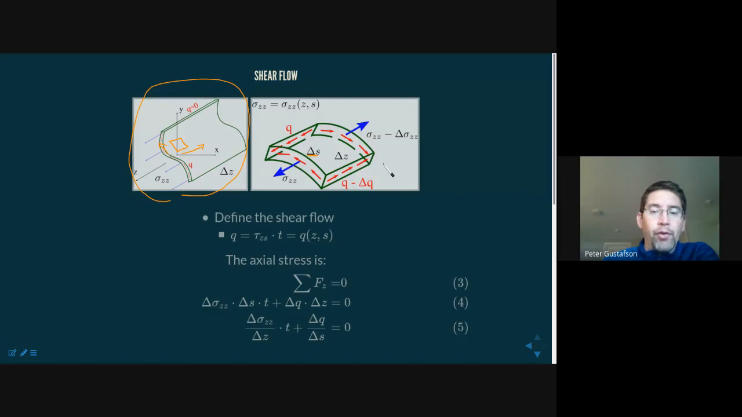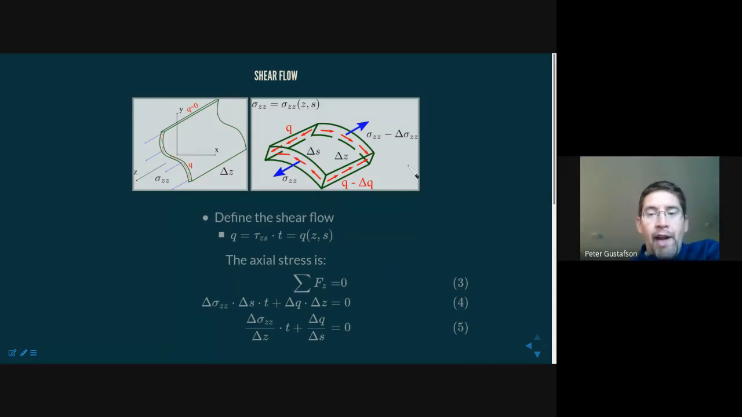And of course, all the same arguments about equilibrium still apply. That is, the sum of the forces has to be equal to 0. The sum of the moments has to be equal to 0. Of course, we could track acceleration terms. We're treating it as a static problem for now.